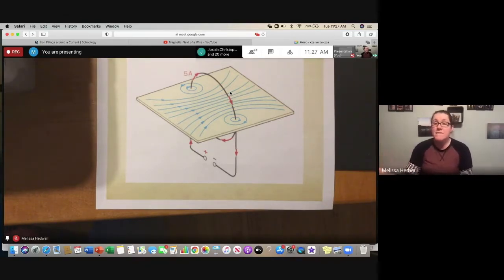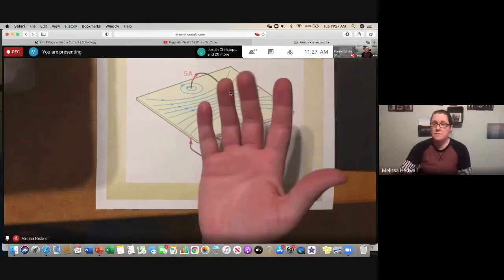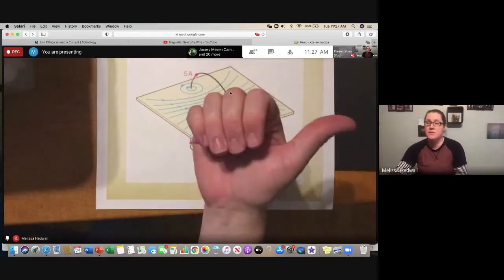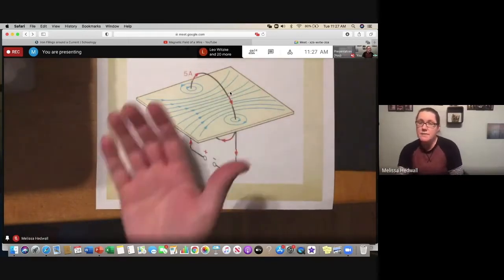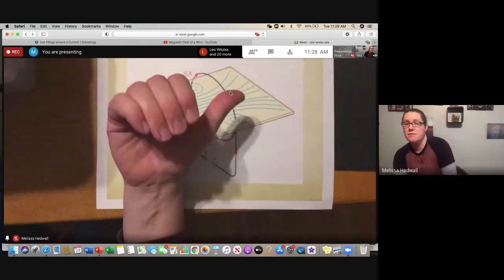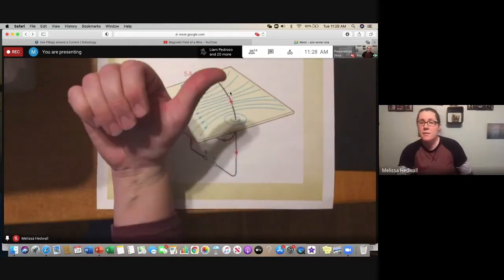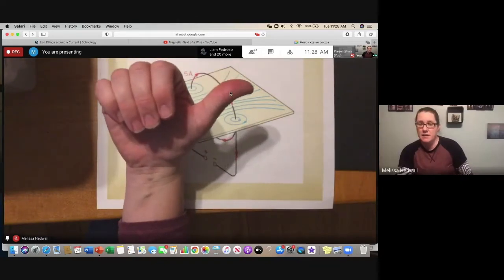We can take our fingers, and our fingers become the current, and then the thumb points in the direction of the field. And so if I take my fingers here and I wrap in the direction that the current is going around that wire, then my thumb is pointing in the direction of the magnetic field.